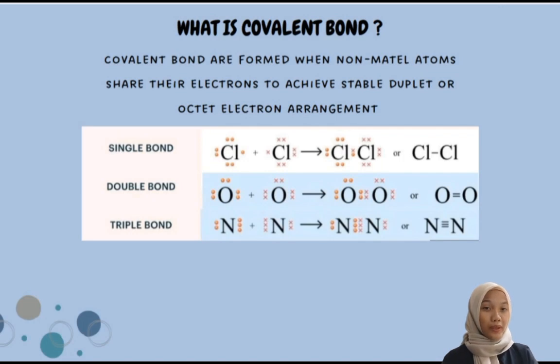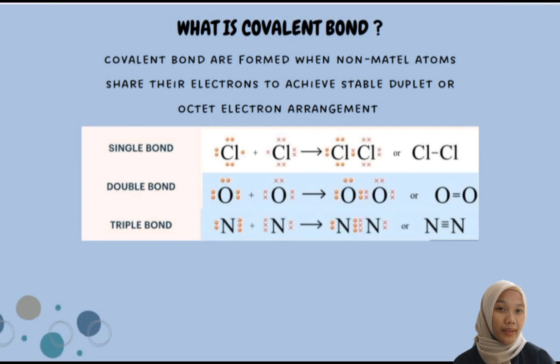Before we go through this topic, let me explain what a covalent bond is. Covalent bonds are formed when non-metal atoms share their electrons to achieve a stable noble gas electron arrangement. There are three types of covalent bond: single bond, double bond, and triple bond. Let me explain them one by one.